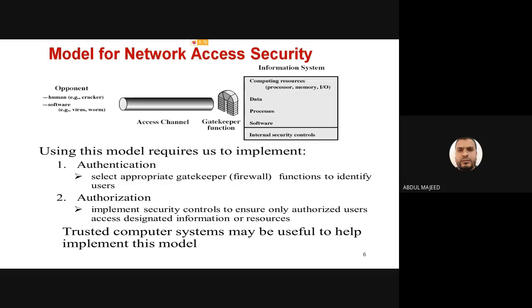User-friendly computers are there, user-friendly operating systems are there, which means anybody can access your system, anybody can operate your systems. So to stop some unidentified users, we must have a proper antivirus, we must have a proper operating system, or we must have a proper access control, right? So that is all about your model for network access security, right?